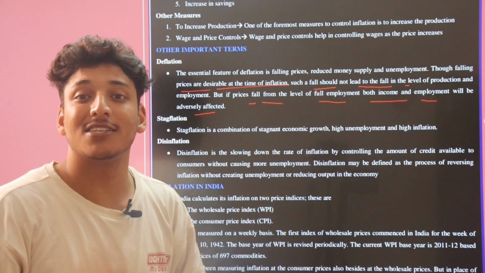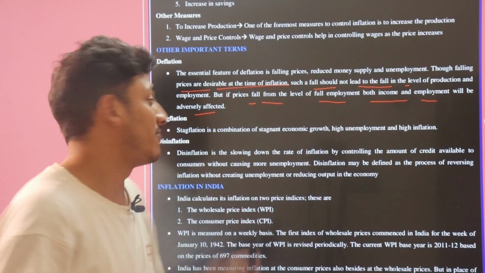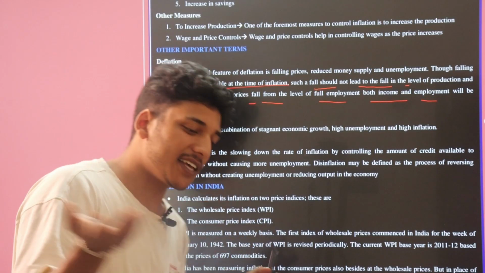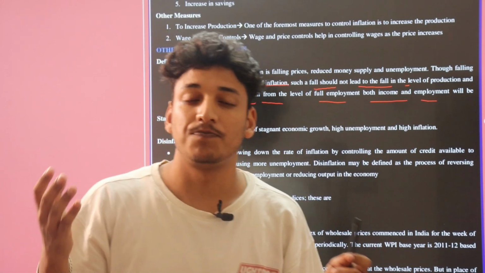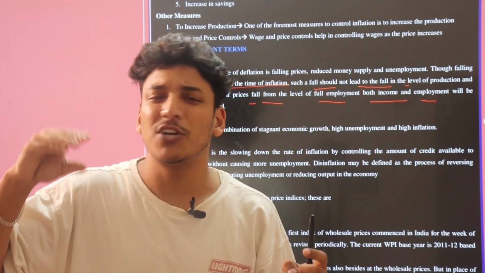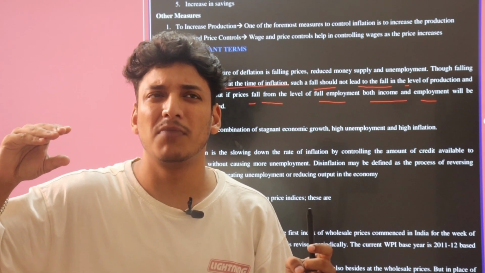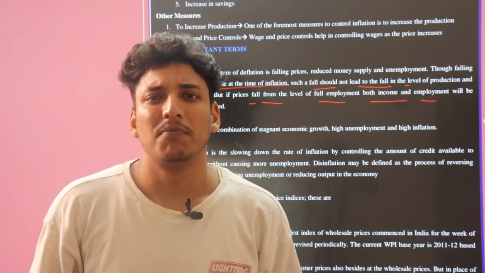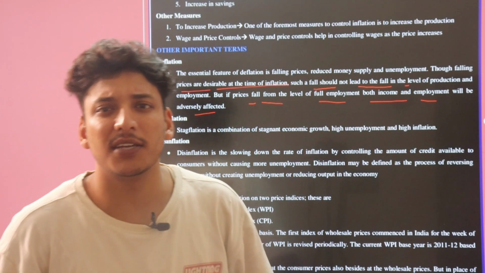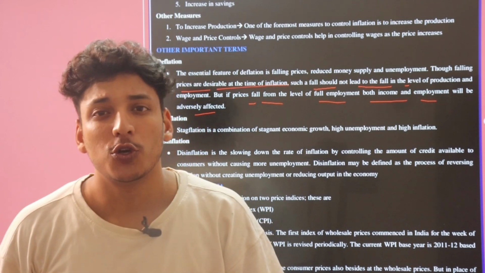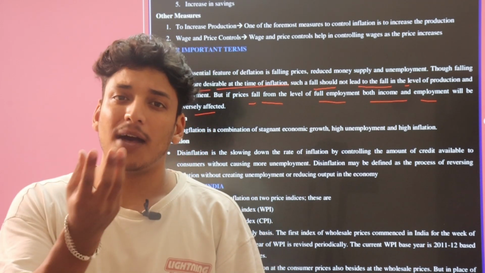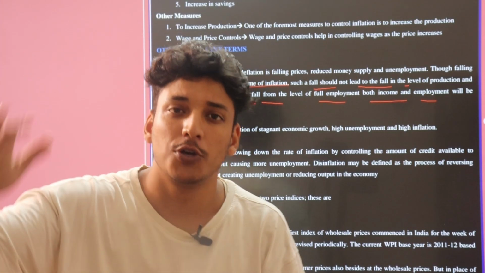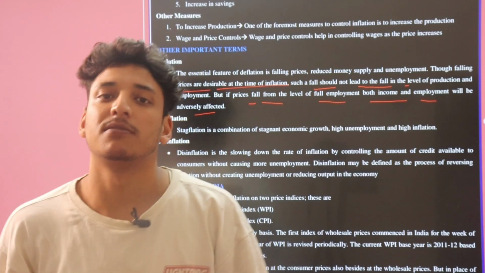Stagflation is a combination of stagnant economy, when economic growth is stuck. That is stagflation. Disinflation is a type of inflation in which the rate of inflation is very small. That is also a policy used by the government or RBI to control inflation. It means they reduce the price of goods to normal prices.